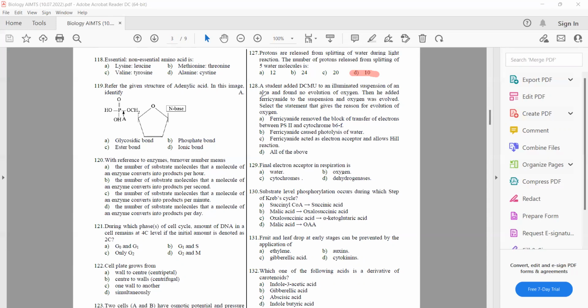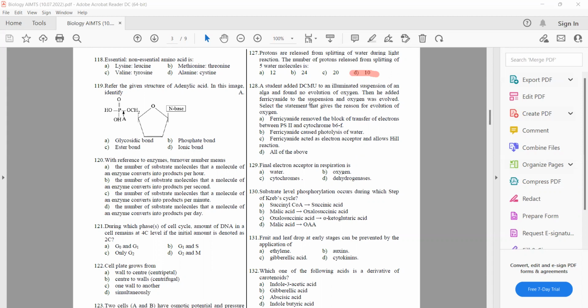128, a student added DCMU to an illuminated suspension of an alga and found no evolution of oxygen. Then he added ferricyanate to the suspension and oxygen was evolved. Select the statement that gives the reason for evolution of oxygen. So very easy one, right?